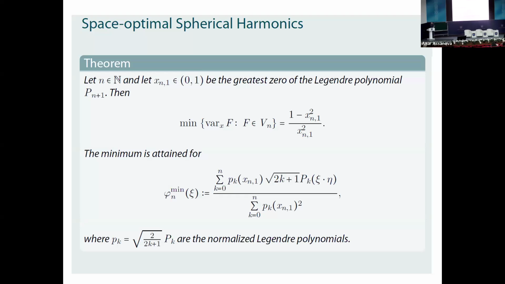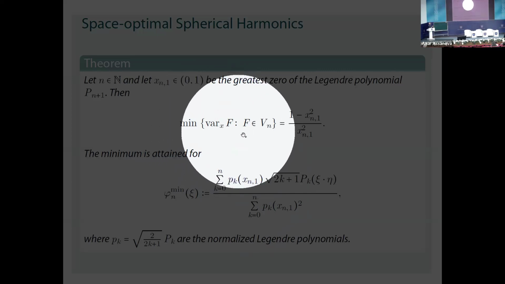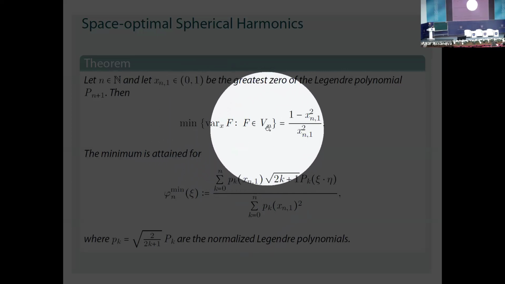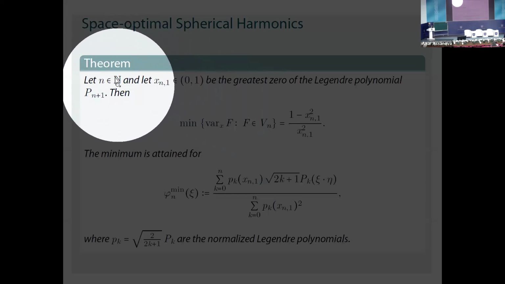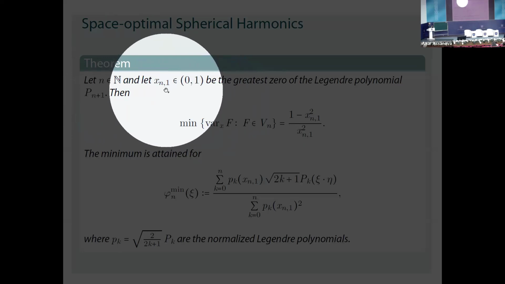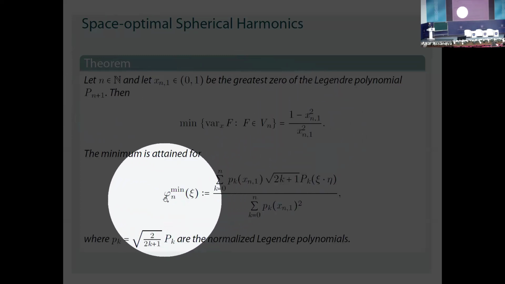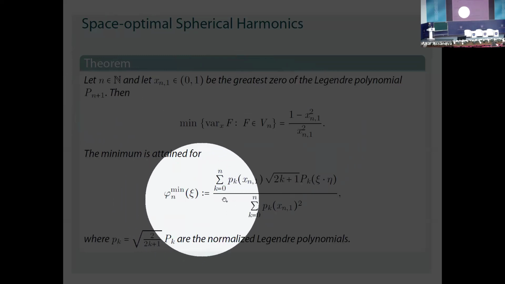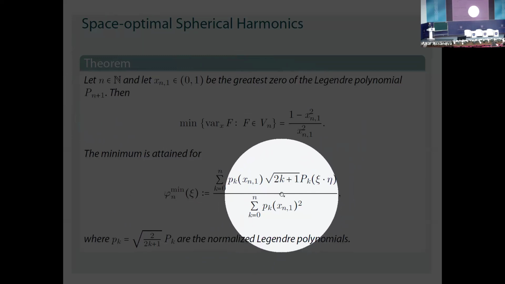That means the task would be: what happens if you want to minimize the space variance if f is from some scaling space Vn. And here's the answer, which also goes back to my PhD student, Noemi Lein-Fernandez: you take the first zero of the Legendre polynomial, then this minimum of this variance is given in this way. And then you also know the best possible scaling function. This can be given in this way. In the denominator, it's only a normalization factor.